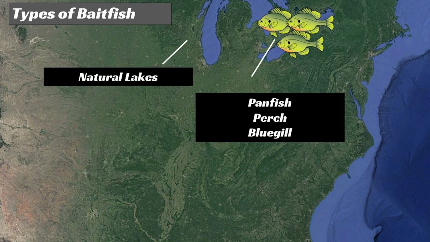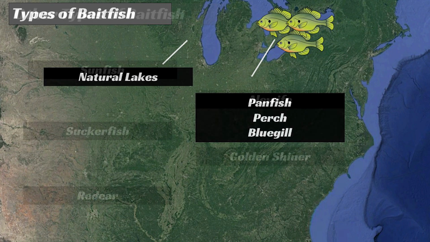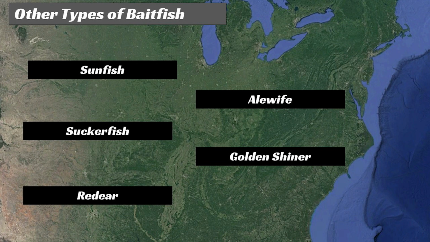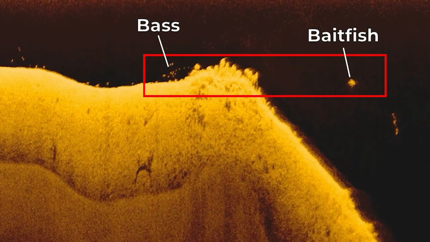However, on natural lakes up north, you might be dealing with more panfish like perch or bluegill, and that's the bait fish that the bass are feeding on. There are a lot of other types of bait fish out there as well. It's going to vary lake by lake, but in general, you should be able to find a type of bait fish that you can see on your fish finder, like this example here.